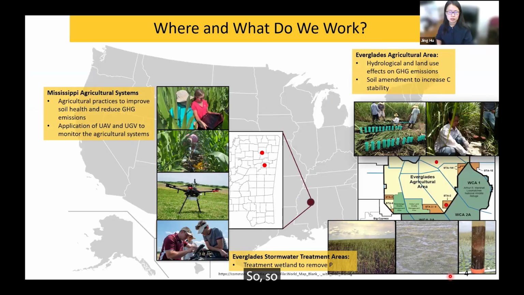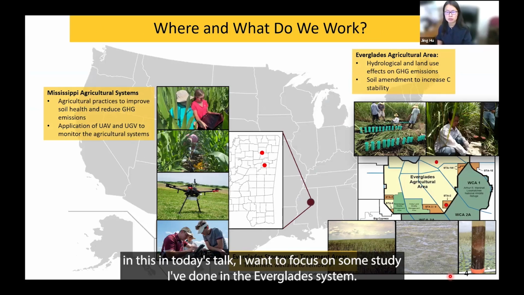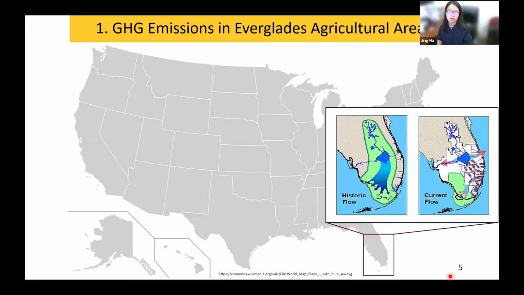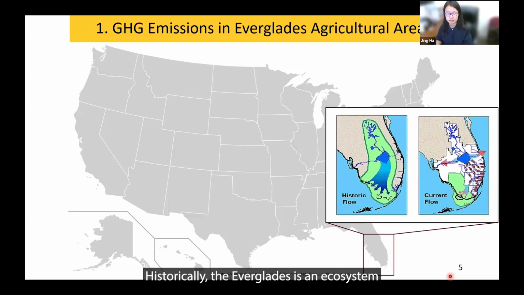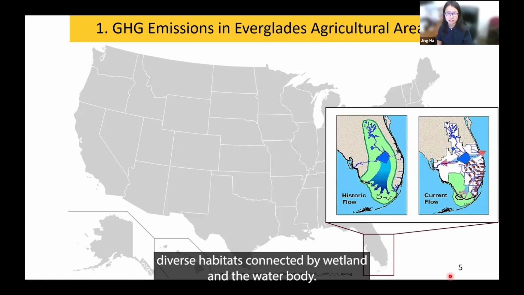So in today's talk, I want to focus on some studies I've done in the Everglades system. Living in Florida, I think the Everglades is not an unfamiliar name for most of you. The Everglades is a subtropical wetland ecosystem spanning 2 million acres across southern and central Florida. Historically, the Everglades is an ecosystem with a vast network of diverse habitats connected by wetlands and water bodies.